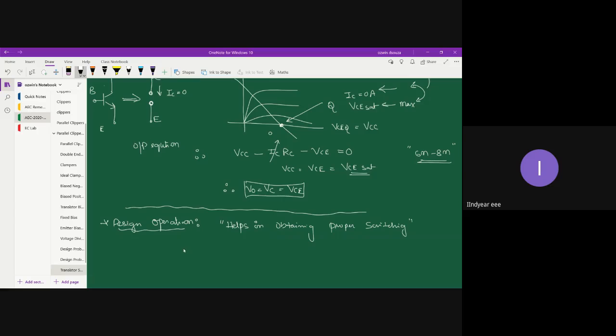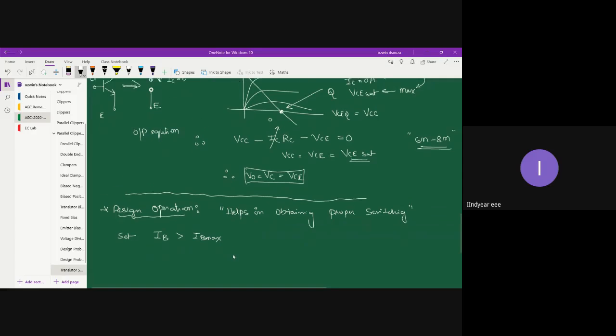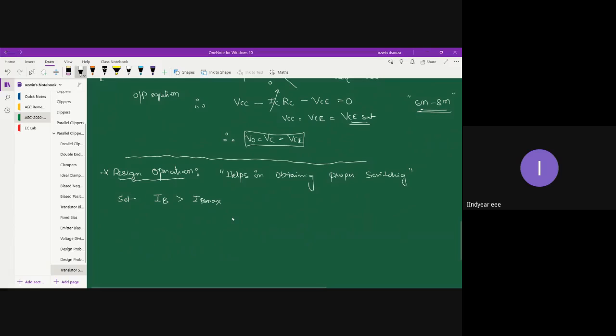In order to get proper switching, what we have to do is we have to set IB greater than IB max. Let me tell you what is IB max, where IB max is basically IC saturation divided by beta. This IC saturation can be obtained from the transistor output equation. Solve the problems, you'll be able to know.